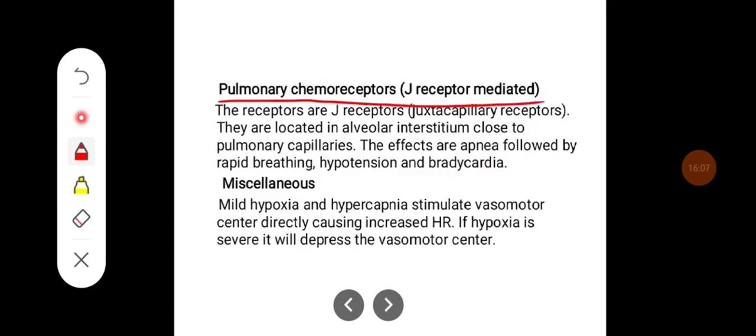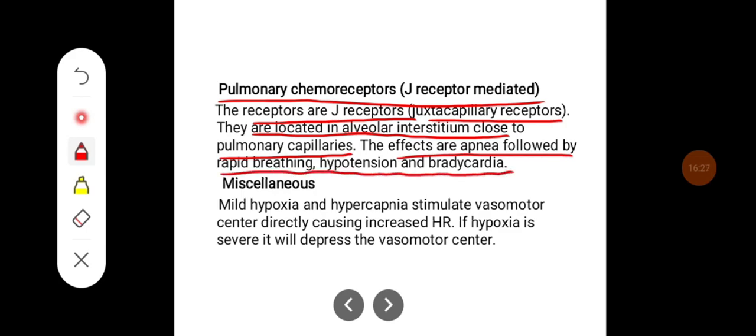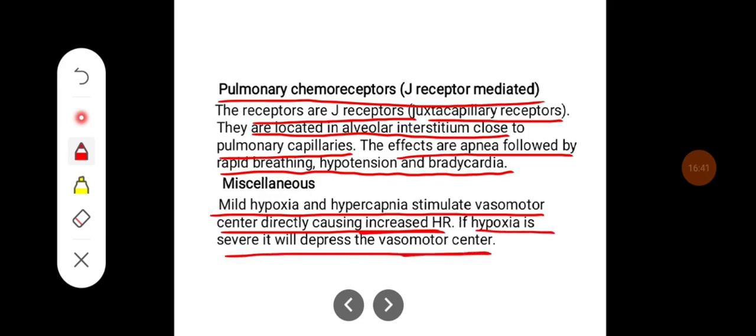Pulmonary chemoreceptors or J receptor mediated reflexes. The receptors are J receptors. They are also called juxtacapillary receptors and they are located in the alveolar interstitium close to the pulmonary capillaries. The effects are apnea followed by rapid breathing, hypotension and bradycardia whenever these receptors are stimulated. Mild hypoxia and hypercapnia stimulate the vasomotor center directly, causing an increase in the heart rate. If hypoxia is severe, then it will depress the vasomotor center.